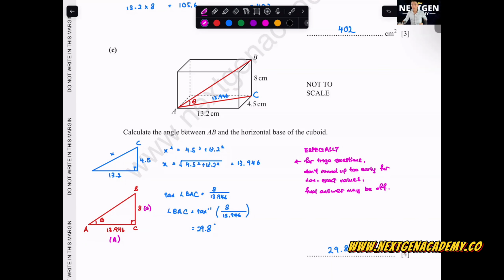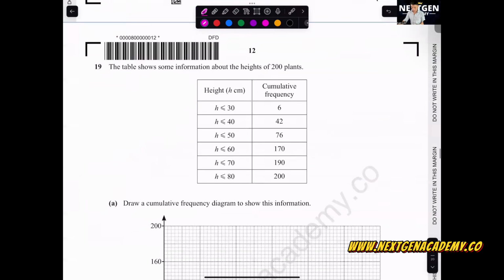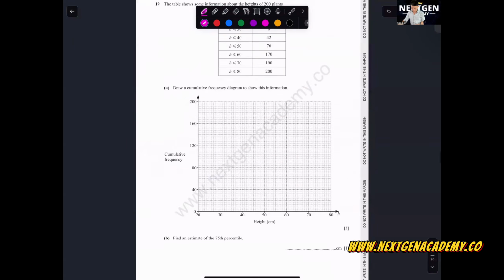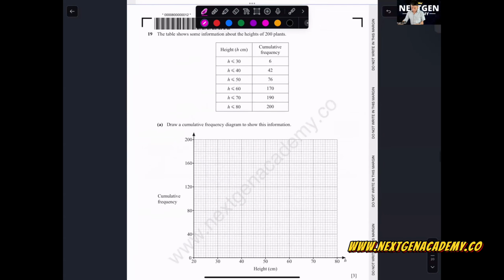All right. Okay, let's go to question 19. Okay, question 19 here. Cumulative frequency graph. Please go and review back all the statistics methods. I would predict that some of the statistics graphs will come out in paper 4.